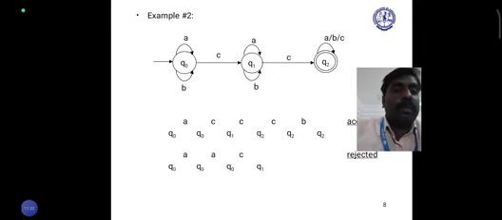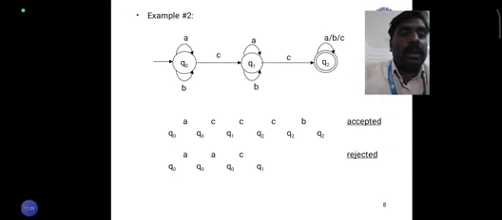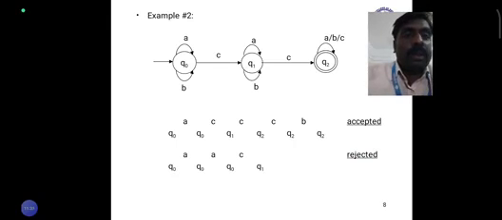So this is example 2. Here it is a transition diagram for at least 2 C's. So in the first case, we take the string A, C, C, C, B. In that case, the string is said to be accepted. In A, C, it has only one C.